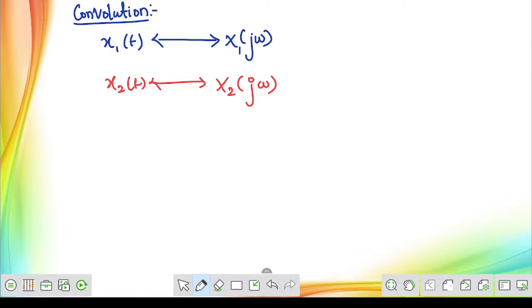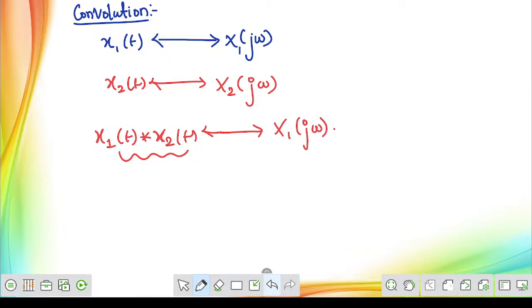Now, if these two signals are involved in convolution, means x1 of t is involved in convolution with x2 of t, put small t here, okay? Its corresponding transform: if two signals are involved in convolution in time domain, in frequency domain they will be in multiplication. That's it. So here what you have to write is x1 of j omega simply gets multiplied with x2 of j omega. That's it, sir. So it is done. So this is all about convolution in time domain. This is also a very important property.